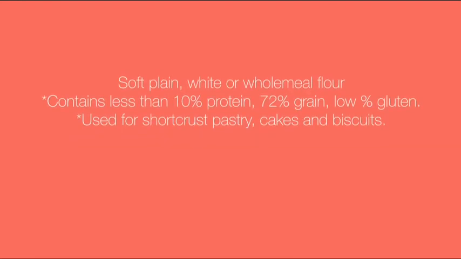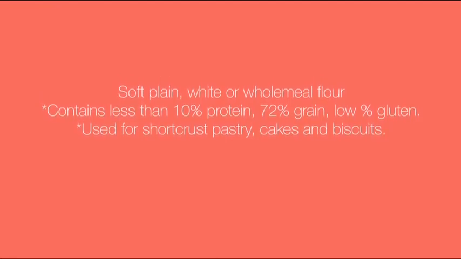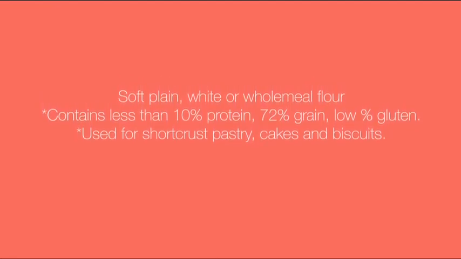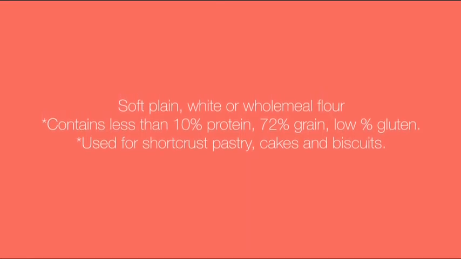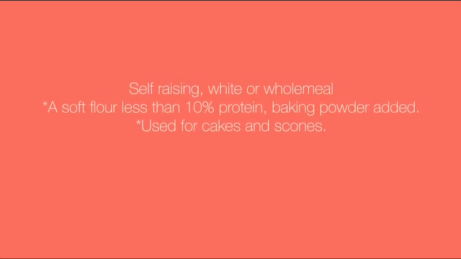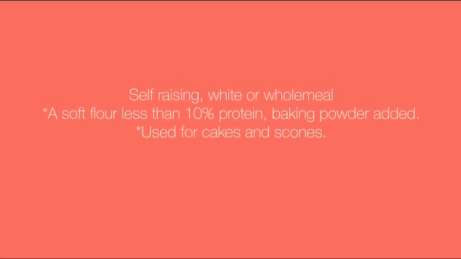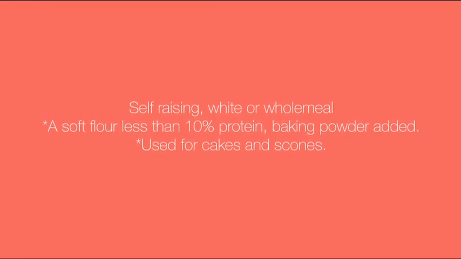Plain white or wholemeal flour contains less than 10% protein, 72% grain, and a low percentage of gluten. This is used for short crust pastry, cakes, and biscuits. Self-raising white or wholemeal flour is a soft flour, less than 10% protein, with baking powder added. This is used for cakes and scones.